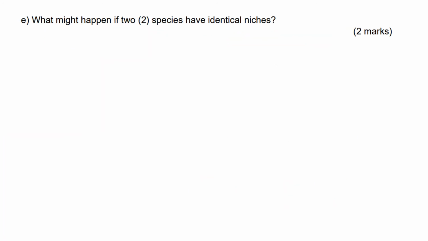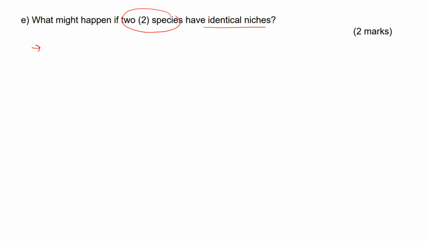Question E. What might happen if two species have identical niche? So look at the keyword of this question: identical niche. Two species have identical niche. This is basically what we explained earlier on in question C, which is on competitive exclusion. No two species can occupy the same niche. So it will end up that one species will be able to survive because it is the strongest species, and the other one, the weaker one, will not be able to survive.